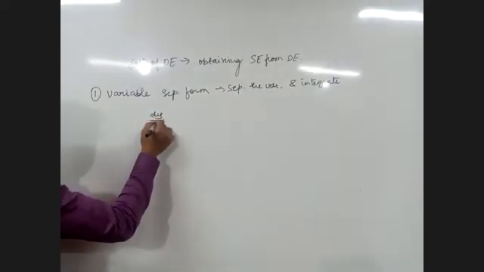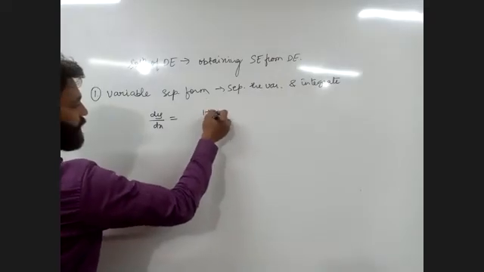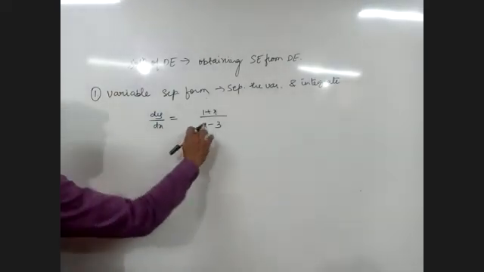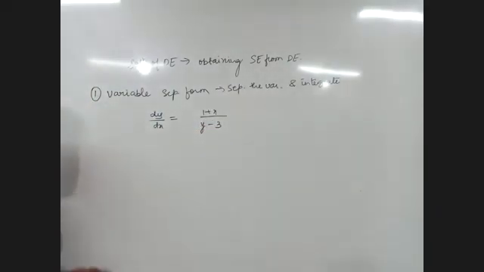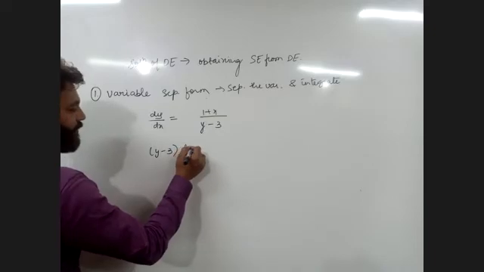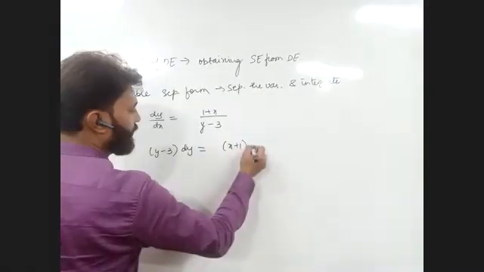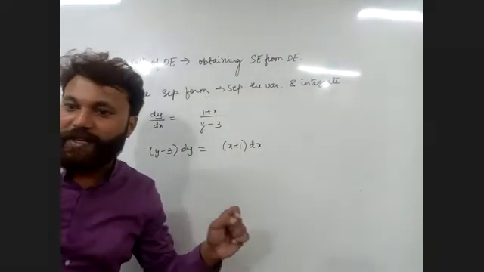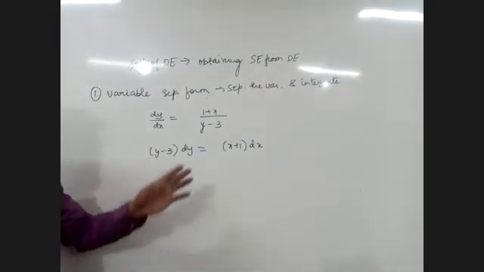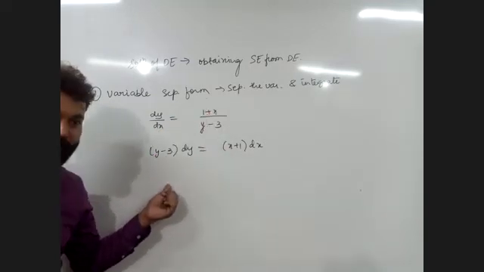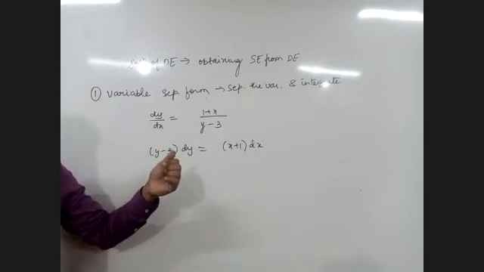For example, dy upon dx is equal to say 1 plus x upon say x minus 3. ऐसे upon y minus 3. ऐसे collect all the terms of y together, all the terms of x together. So this will be y minus 3 of whole dy equal to x plus 1 of whole dx. When we separate the variables, remember to keep dy and dx in the numerator. ऐसा नहीं होना चाहिए कि y minus 3 upon dy. dy and dx should always be in the numerator.